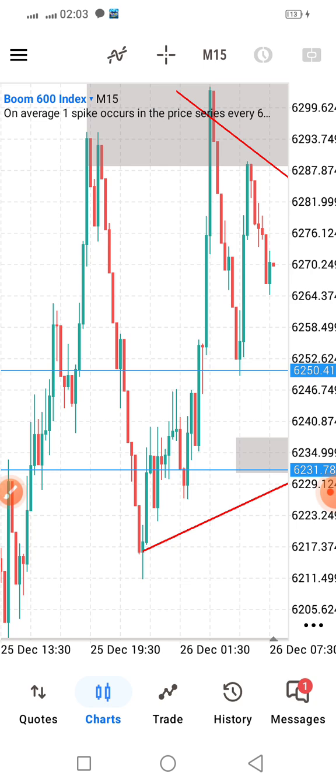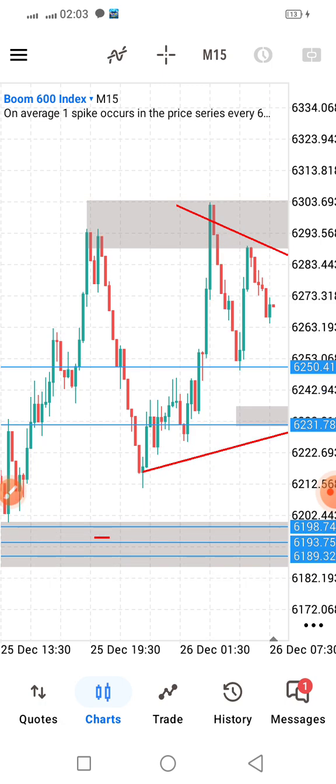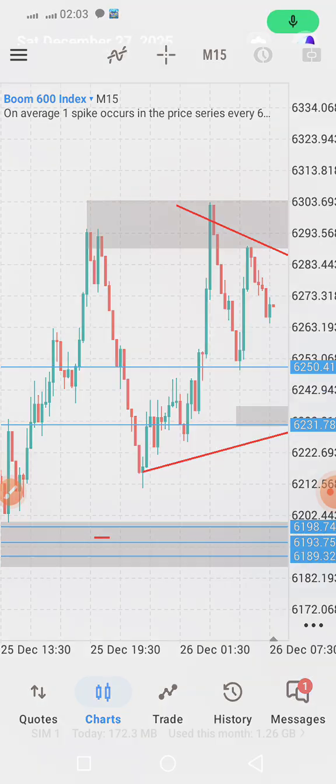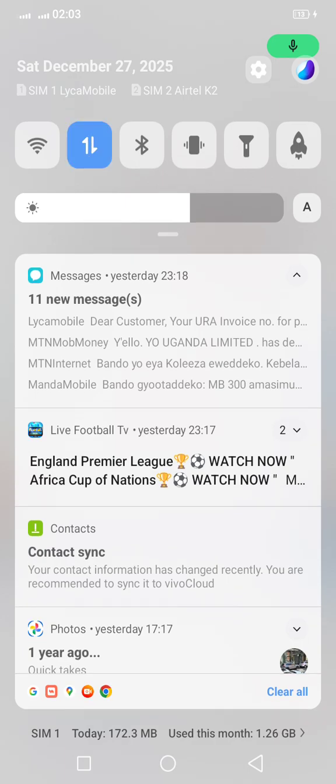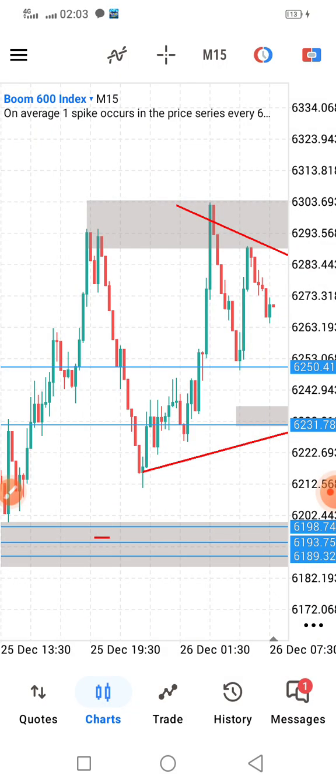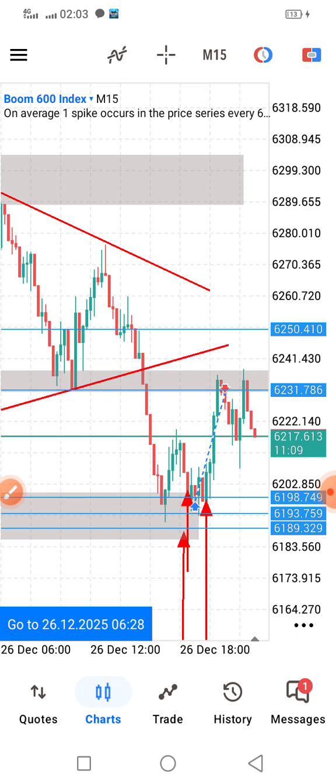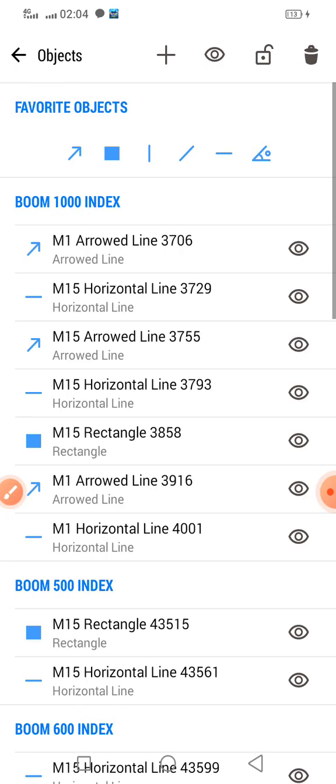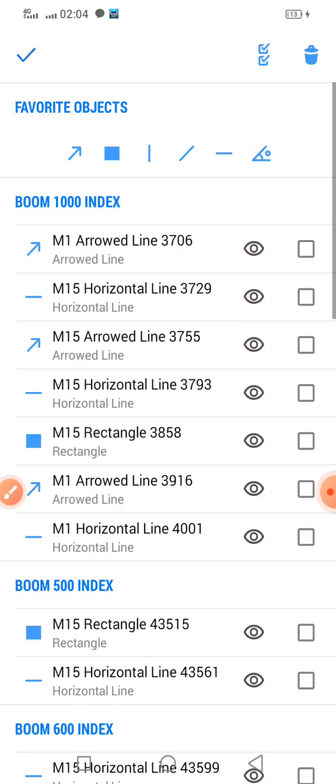Okay, let me show. Let me first turn on that because I can see some price action is not showing. Okay, this is the move. So okay, let me clear all the drawings so that we start from scratch.